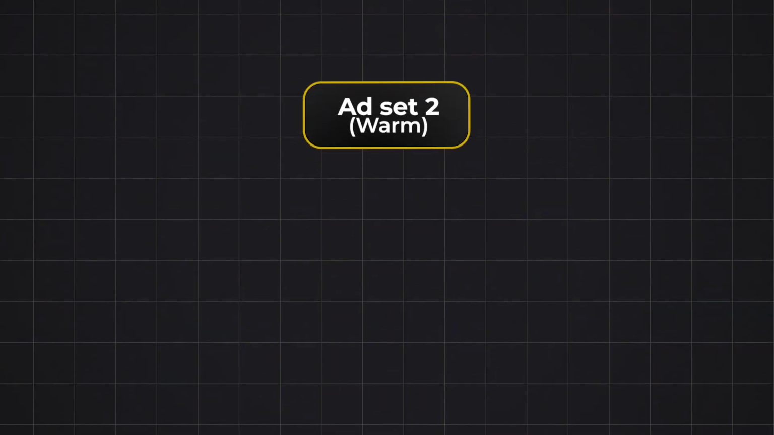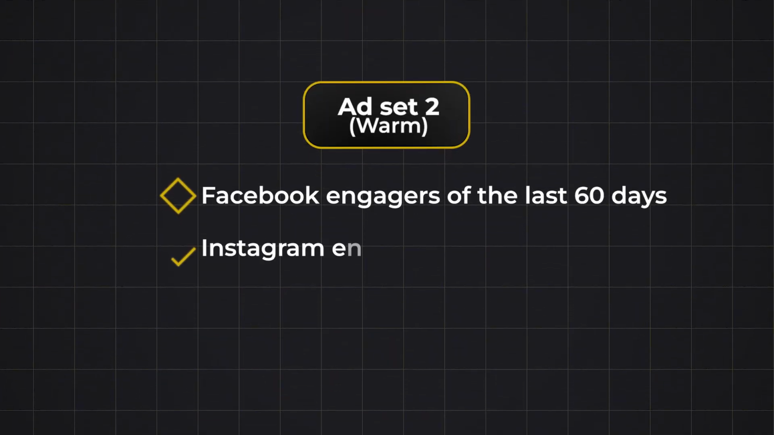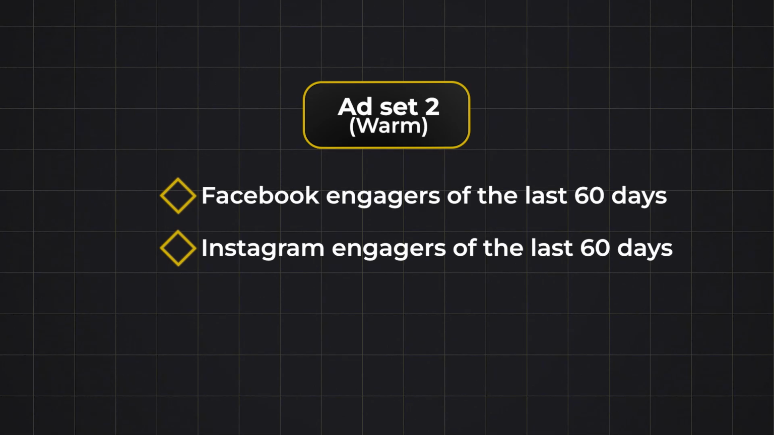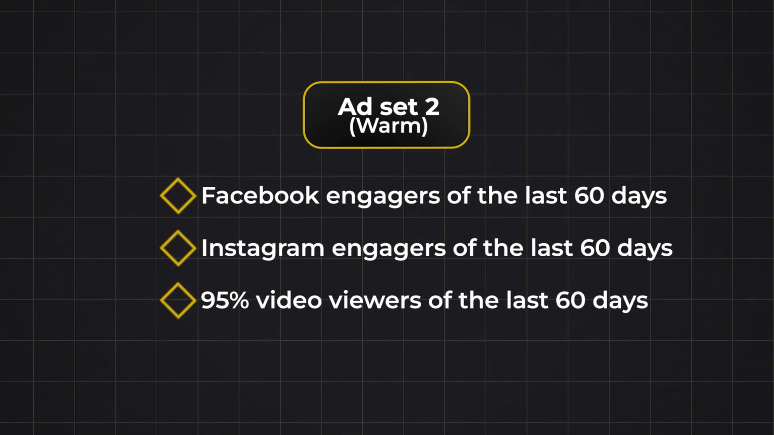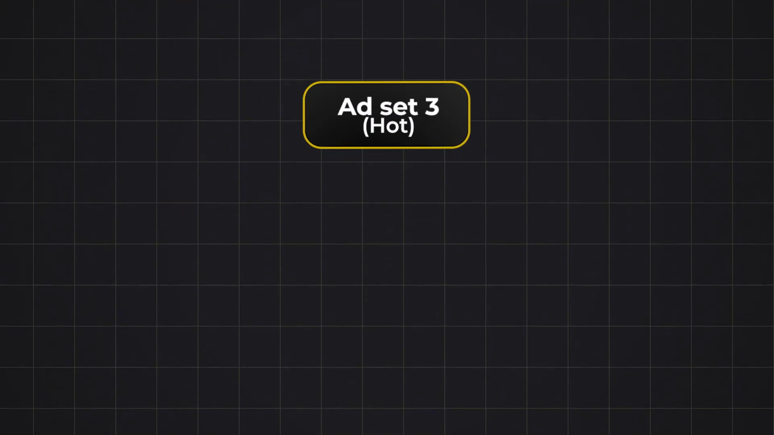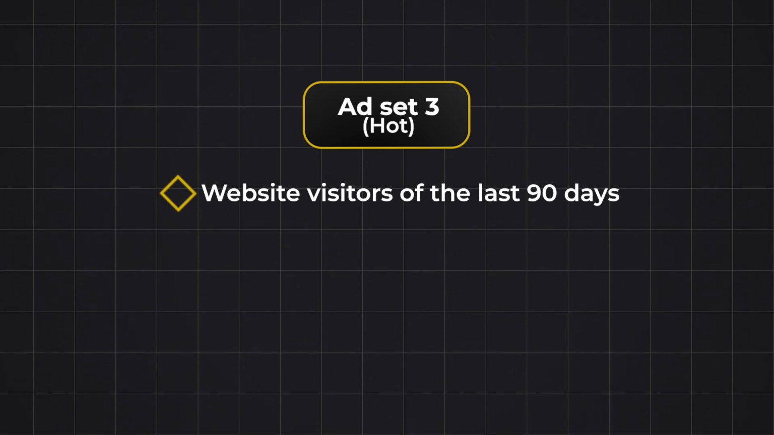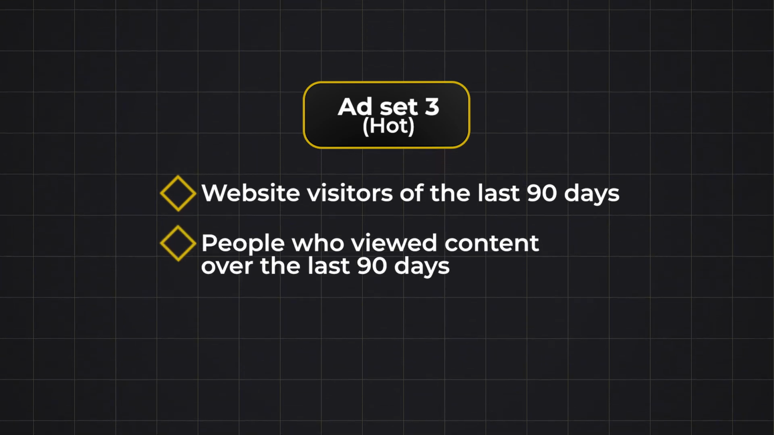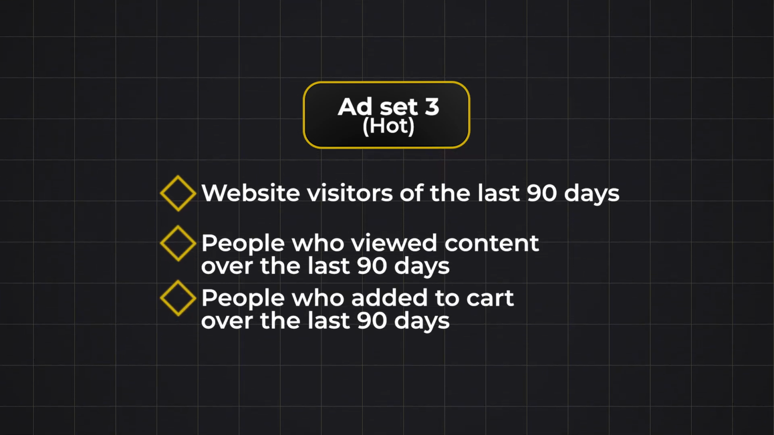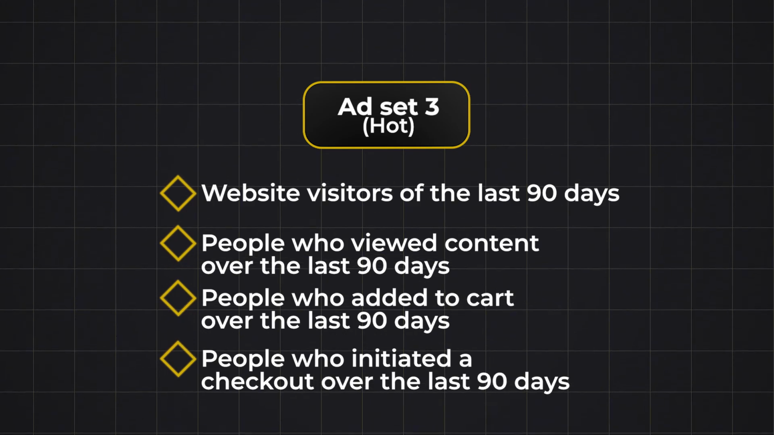So the warm ad set, we have the following settings. We will include Facebook engagers over the last 60 days, Instagram engagers over the last 60 days, and 95% video viewers of the last 60 days. For the hot ad set, we will have website visitors over the last 90 days, people who viewed content over the last 90 days, people who added to cart over the last 90 days, and people who initiated a checkout over the last 90 days.